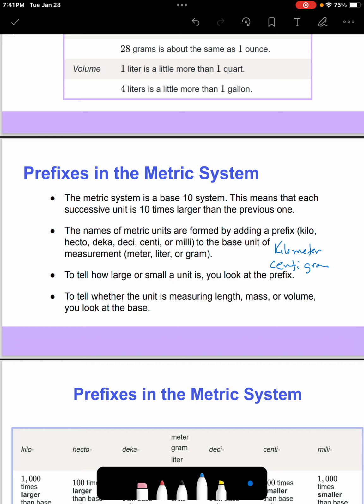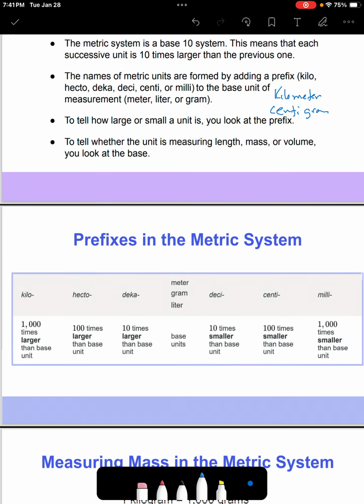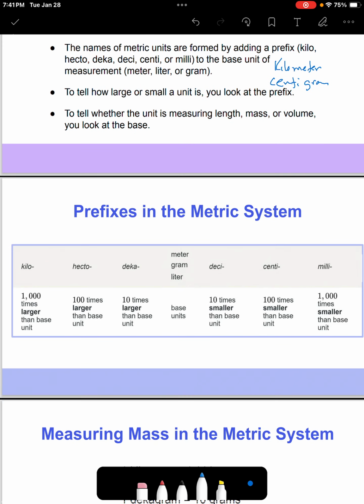Okay. To tell how large or small a unit is, look at the prefix. To tell whether the unit is measuring length, mass, or volume, look at the base. Here's an example. Here's the base unit, which is either a meter, a gram, or a liter. If you want to go 10 times larger, which means it's bigger, you multiply by 10, and it's going to be deca. Multiplied by another 10, that's going to be hecto. Then another 10 times will be kilo. So it's 10 times 10 times 10.